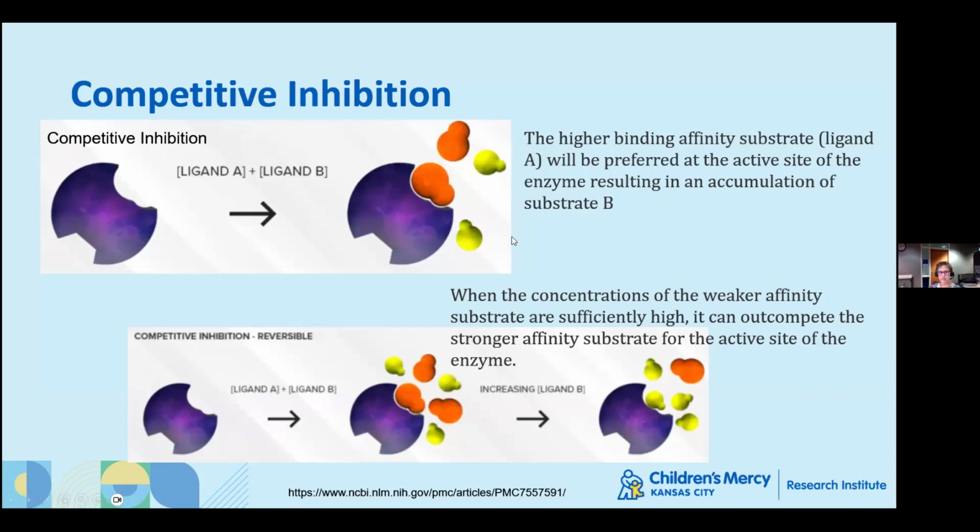For competitive inhibition, neither drug is binding onto the allosteric site. Both drugs here in orange and yellow are competing for the same site. The drug with the higher binding affinity will initially win out until you have a much greater increased concentration of your yellow drug or your other drug substance, to the point that the higher concentration can overcome that lower affinity, and then reverse this type of inhibition.